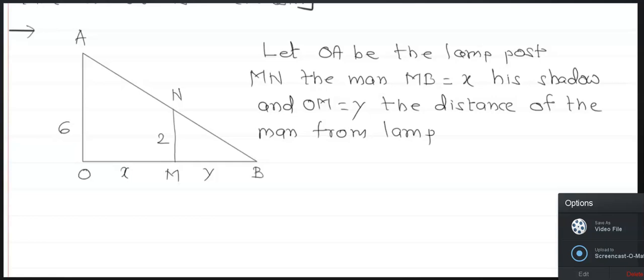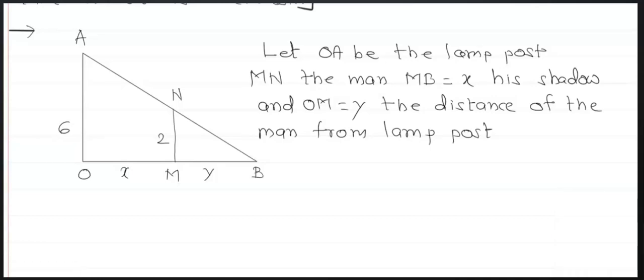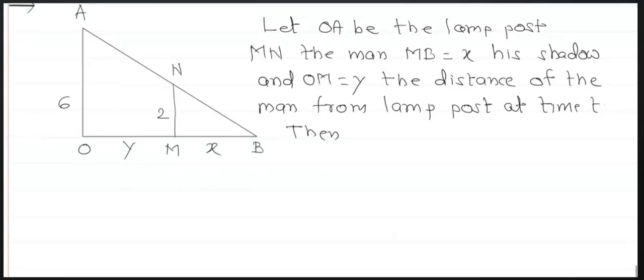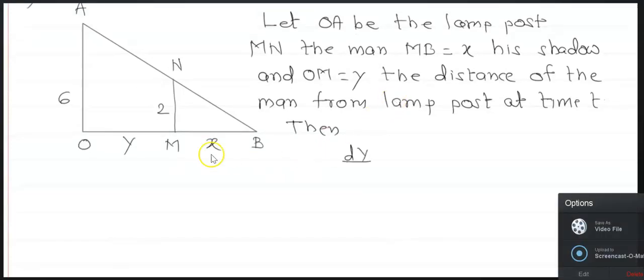Sorry, one thing is there. I want to change here. That is, MB is equal to Y and OM is equal to X. I will change it. I have changed it: MB is equal to X, OM is equal to Y. MB is a shadow. And what is OM? The distance of the man from the lamppost at the time t.